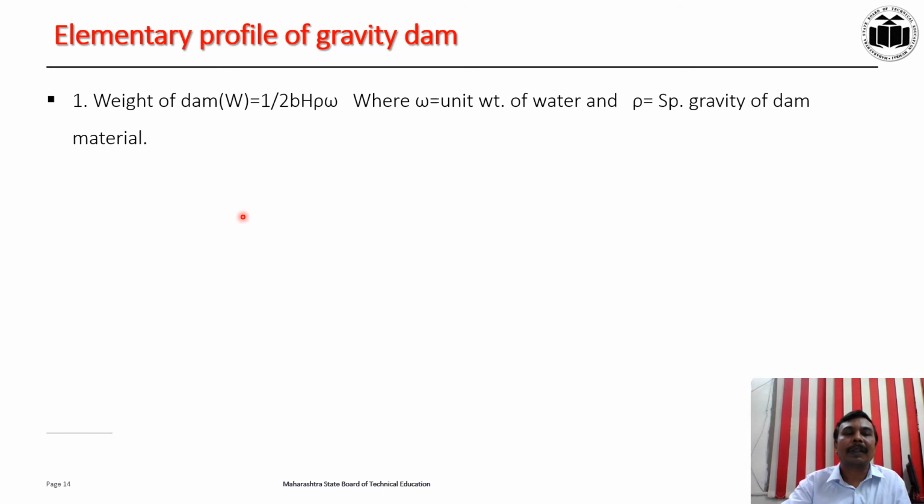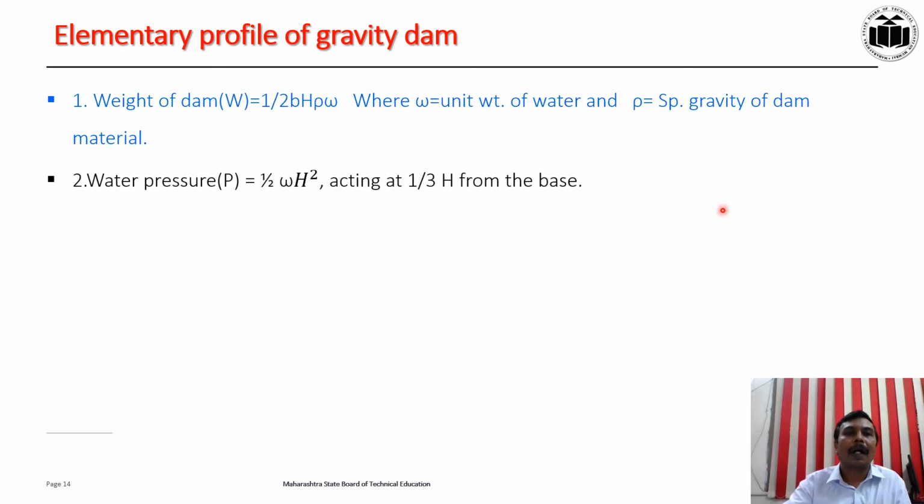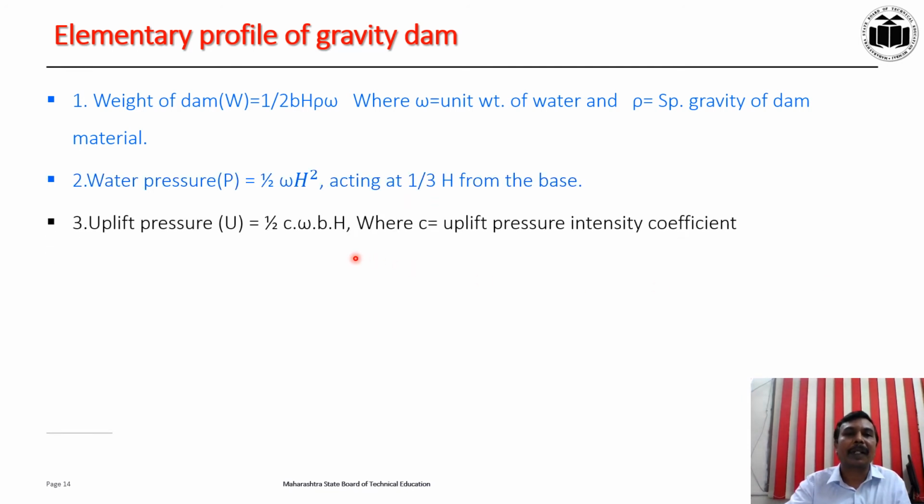As we have discussed, the weight of the dam is equal to half B H rho W, where W is the unit weight of the water and rho is the specific gravity of the dam. Another force is the water pressure, which is equal to half W H square, where H is acting at 1/3 from the base. And the third one is the uplift pressure. Its magnitude is given by half C W B into H, where C is the uplift pressure intensity coefficient.